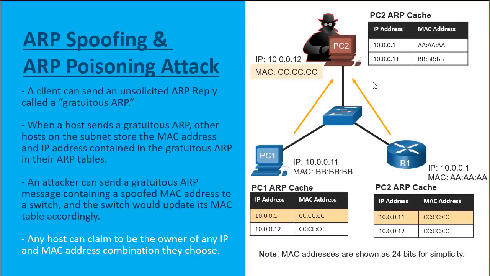So what it comes down to is exactly this. PC1 will want to send data to 10.0.0.1, and to do so, it'll send it to the MAC address of all Cs, which is PC2. PC2 forwards that data onto the router. The router will send it outbound to where it needs to go. As the router responds back to that 10.0.0.11 IP address, it'll be responding back targeting all Cs, again the MAC address of the threat actor. This is a beautiful man-in-the-middle attack.